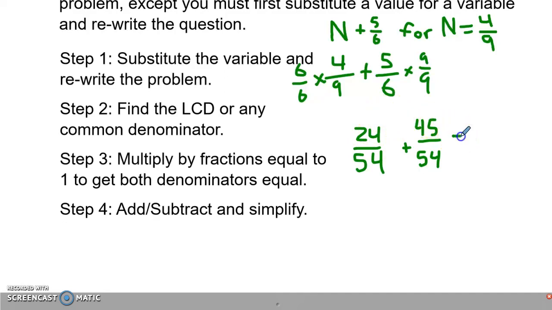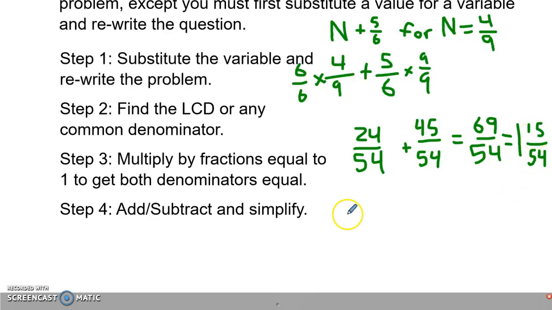24 plus 45 is going to be equal to, not 50. Equal to 5 plus 4 is 9. 4 plus 2 is 6. 69 over 54. And then we will simplify that to 1, and 69 minus 54 is going to be 15 54ths. And let's see, can we simplify that anymore?